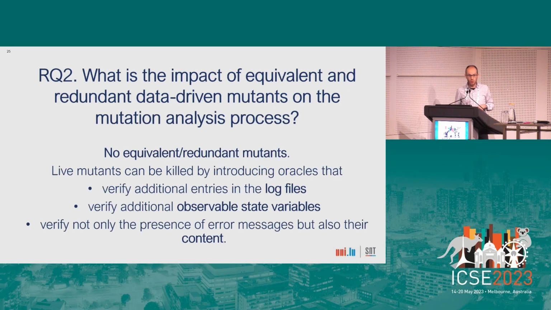The second research question is about the impact of equivalent redundant mutants. And again, we did not notice any equivalent redundant mutants. We have manually inspected all our results. And basically, we noticed that the live mutants can be killed by improving the oracles, for example, by verifying additional entries in the log files, by verifying additional state variables that were not controlled, or checking better the error messages that are already verified by the current oracles.